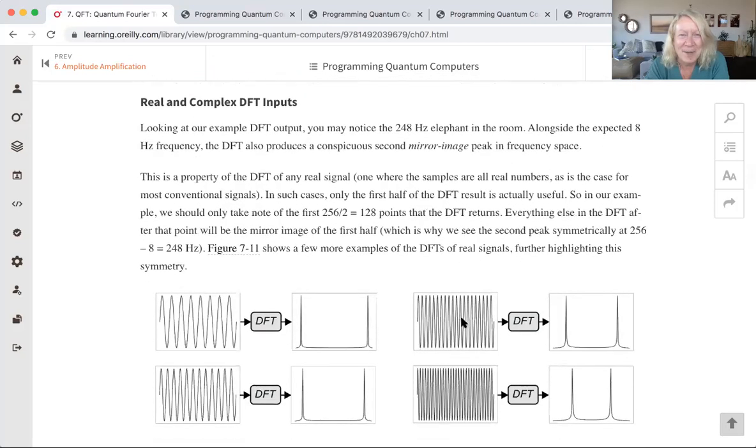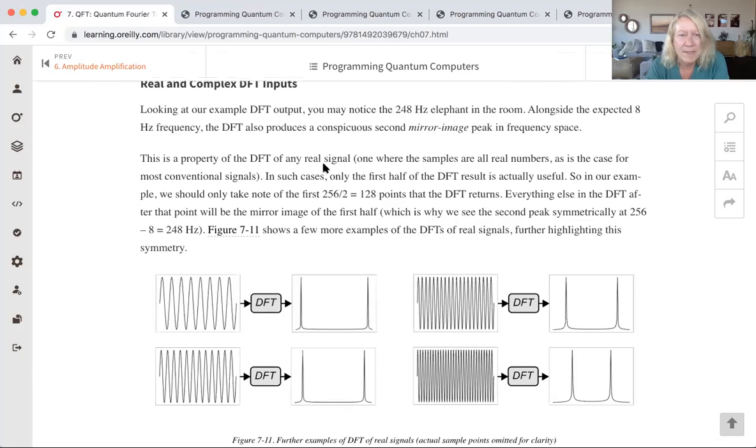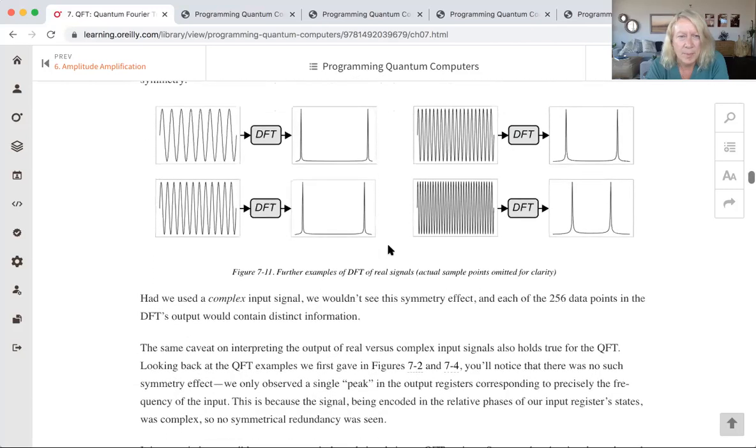Okay, so looking at our example, you notice the 248 hertz is the elephant in the room. Alongside the expected 8 hertz, the DFT produces a conspicuous second peak, and that's what Jeremy was talking about, a mirror image in frequency space. This is a property of the DFT of any real signal, where the samples are real numbers. In such cases, only the first half of the DFT is useful. Take note of the first 256 divided by 2, 128 points that it returns. Everything else will be the mirror image. And that's exactly what you said, Jeremy. So good. And then it shows the examples here.